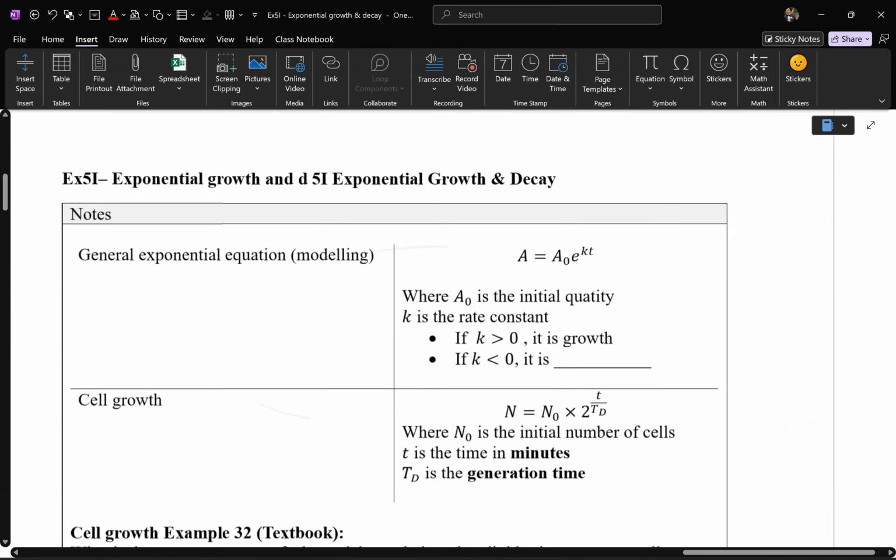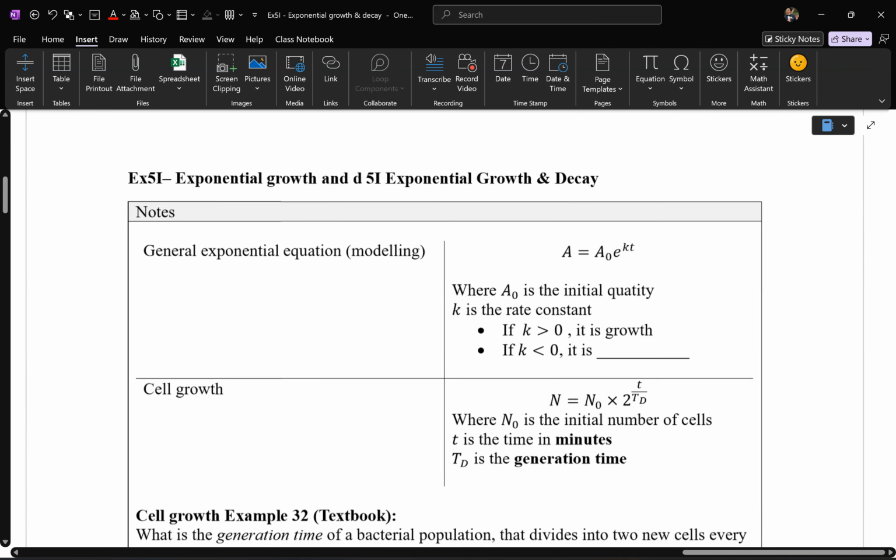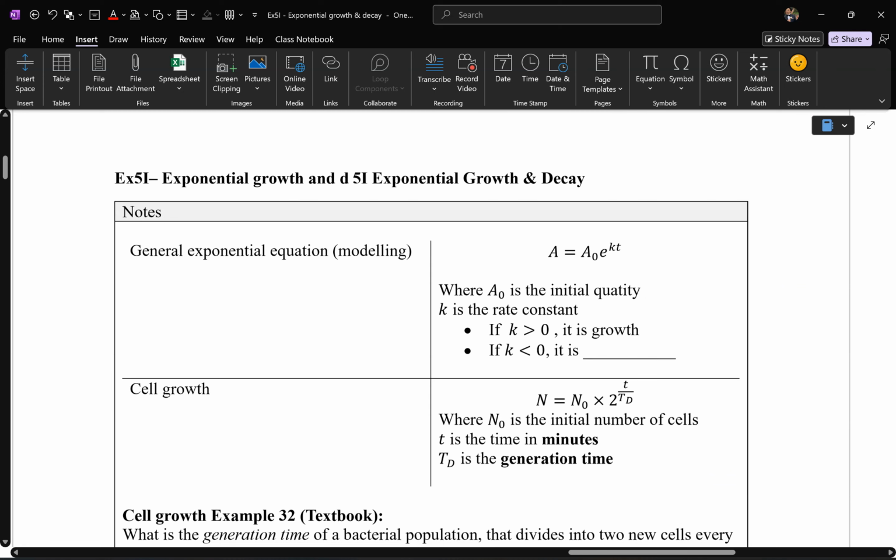All right, let's have a look. Exponential growth. I don't know why I copied that actually. It should have been growth and decay.